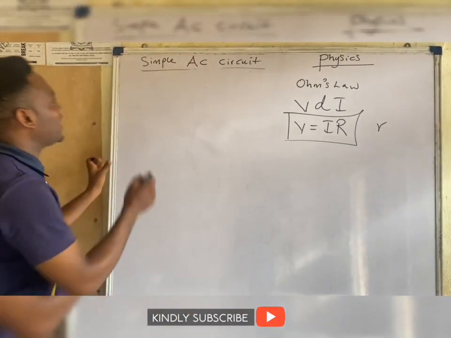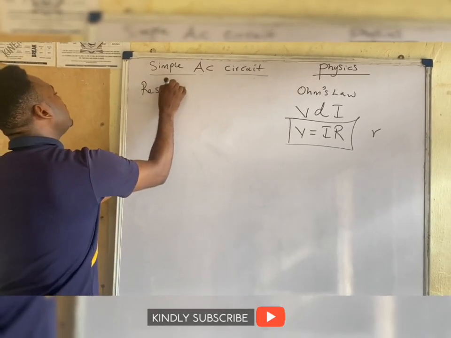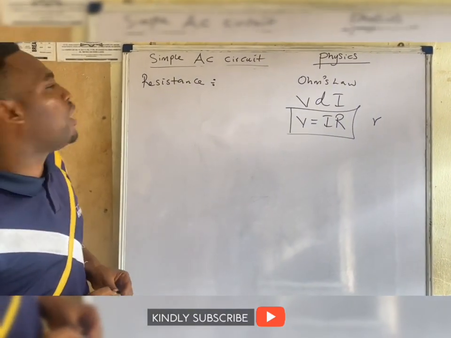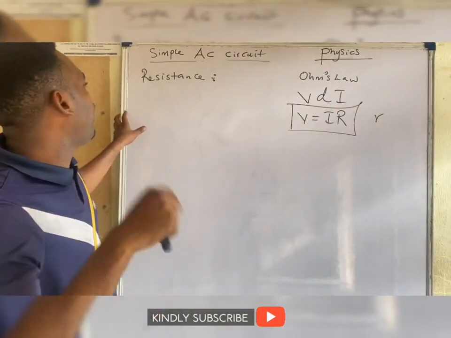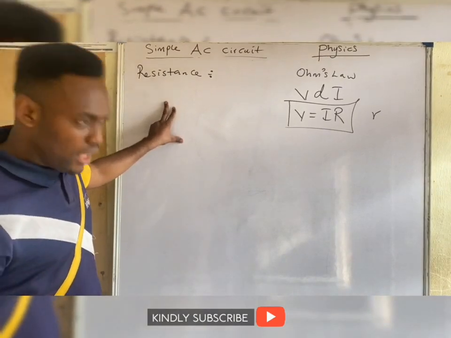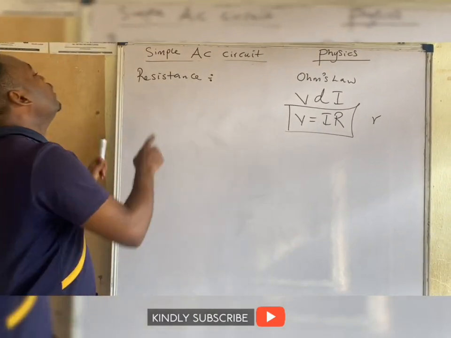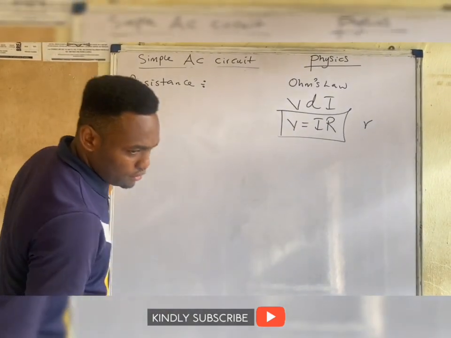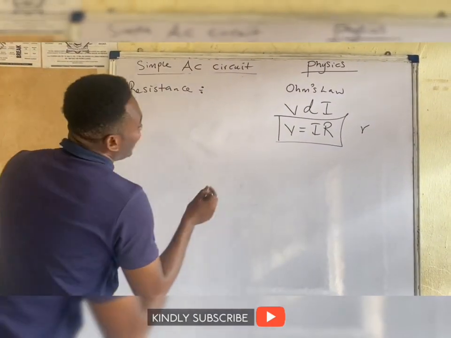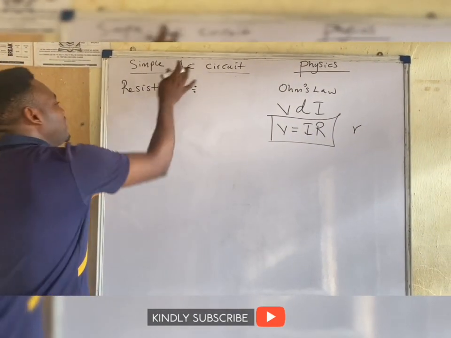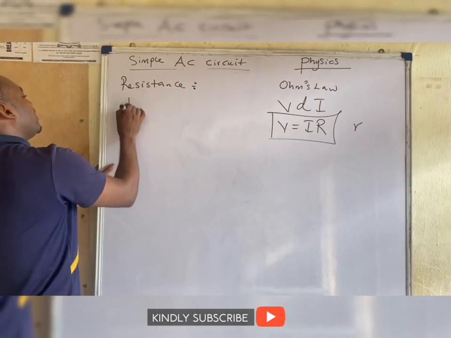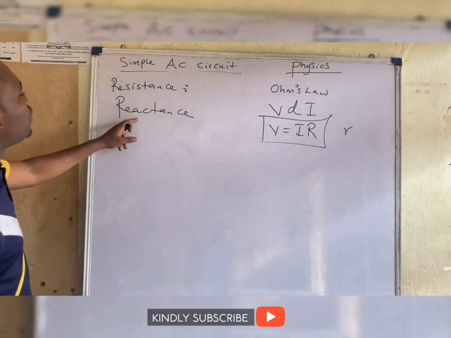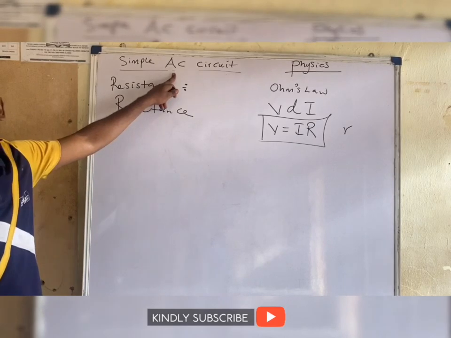Of course, what is resistance? First of all, I will define resistance. Resistance can be defined as the opposition given to the flow of current in an electrical circuit. Now, for simple AC circuits, we have different resistances, if I should use that word. There is one that is called reactance. Reactance is an opposition given to the flow of current in an AC circuit.